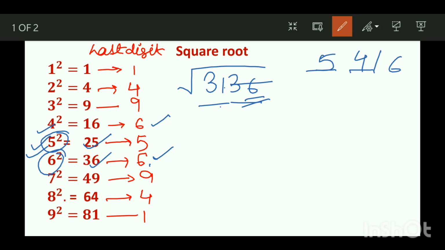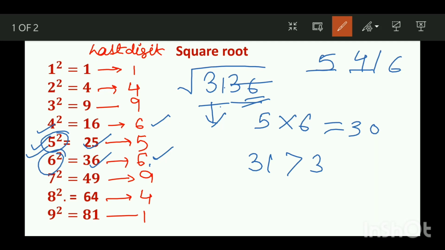Now what to do? For 4 and 6, which will be the option? We have to compare this 31 with the product of 5 and the next number 6, which is 30. So since 31 is greater than 30, we will take the bigger number. So 56 would be the answer. Hope it is very clear and you will be able to solve in seconds. Within 2 or 3 seconds you will be able to solve this question.